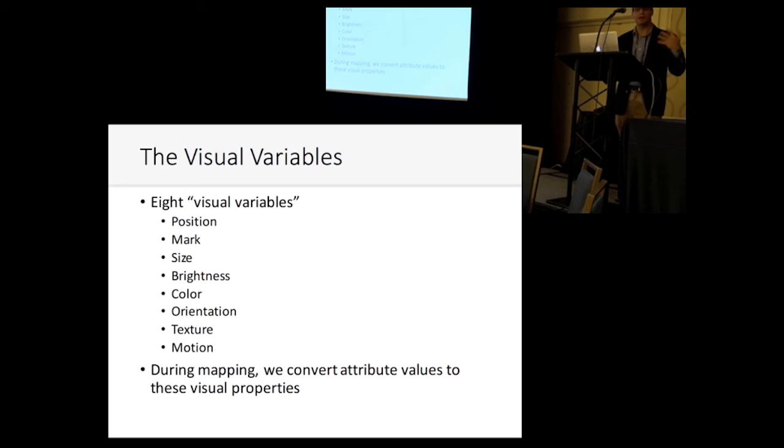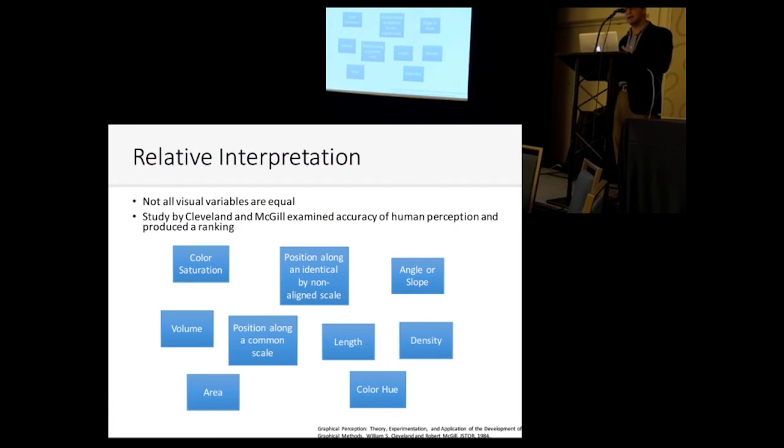And during mapping, we want to convert our attributes to those visual properties with some kind of algorithmic function. But we need to choose which ones to use. And as I've hinted at in a lot of the discussion here, they're not all equal. So there's a landmark study from Cleveland and McGill in the 80s that actually did user studies to try and understand how effective these different variables are, and how well we can interpret them. And they characterize them a little bit differently. You can see length and volume and area are 3 separate things that they tested instead of just size.